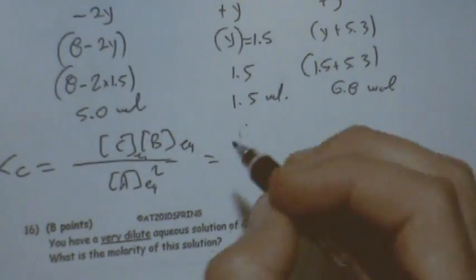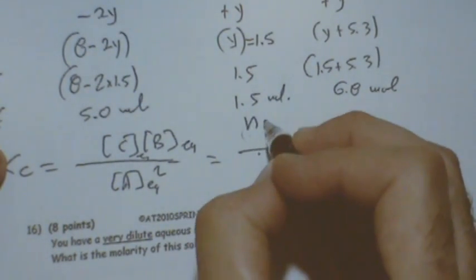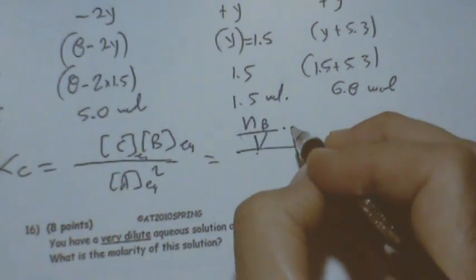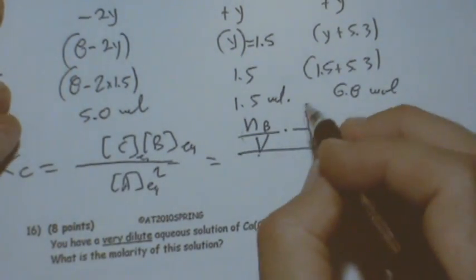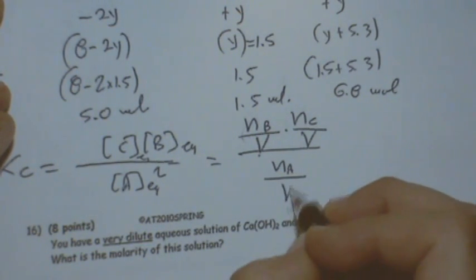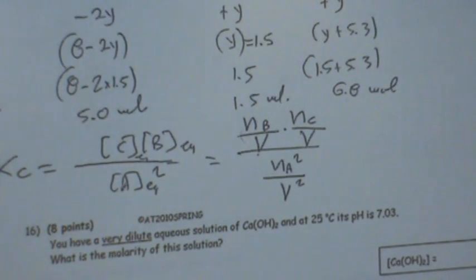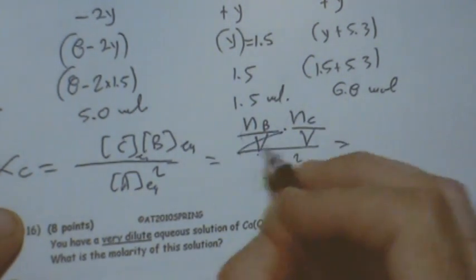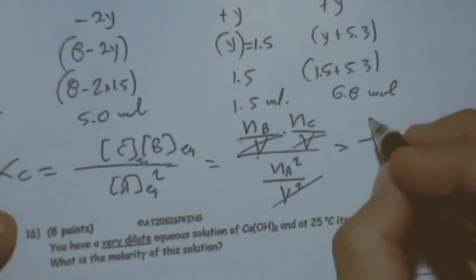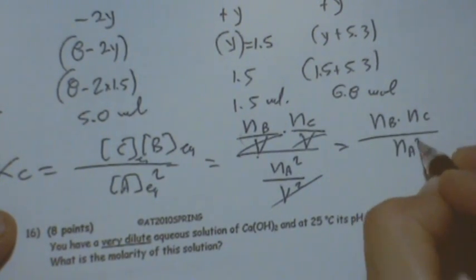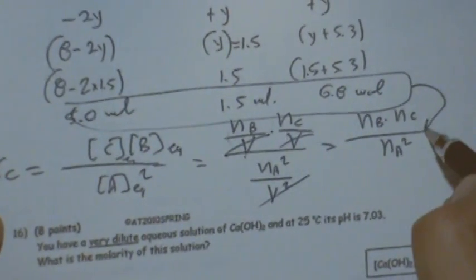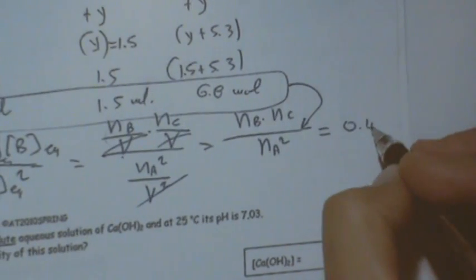Now, the concentrations are number of moles divided by volume. So it's the number of moles of B divided by the volume V, which we do not know, times, I just put it the other way around, doesn't matter, number of moles of C divided by V, and then you have number of moles of A divided by volume, squared, like this. So look, V and this square goes away. So really, instead of concentrations, you have number of moles, nB times nC divided by nA squared. And if you put the values from here, these values go here, then you will have 0.41.